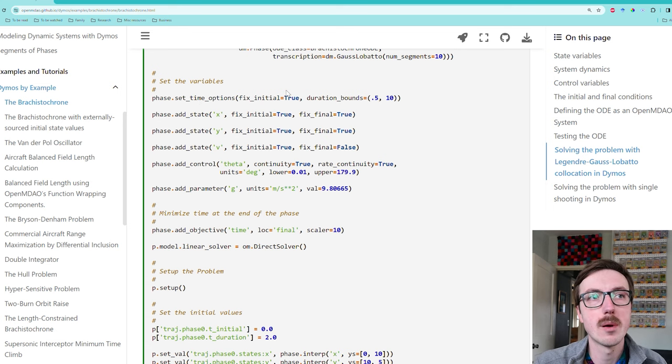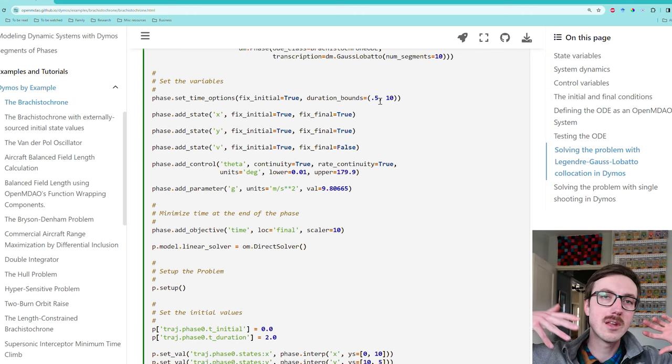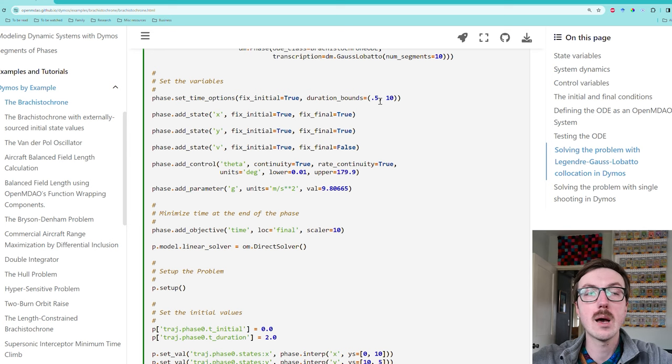We get to set time options and add states. So first, we have fix_initial equals true, which means we're not moving the initial point in time. We're starting at zero time. Kind of makes sense. We're allowing time to go between 0.5 and 10 seconds. So between points A and B, we don't know how long it's going to take. It might take 0.5 seconds. It might take 10 seconds. It could take anything in between there. We're allowing the optimizer to control the time as part of the problem.